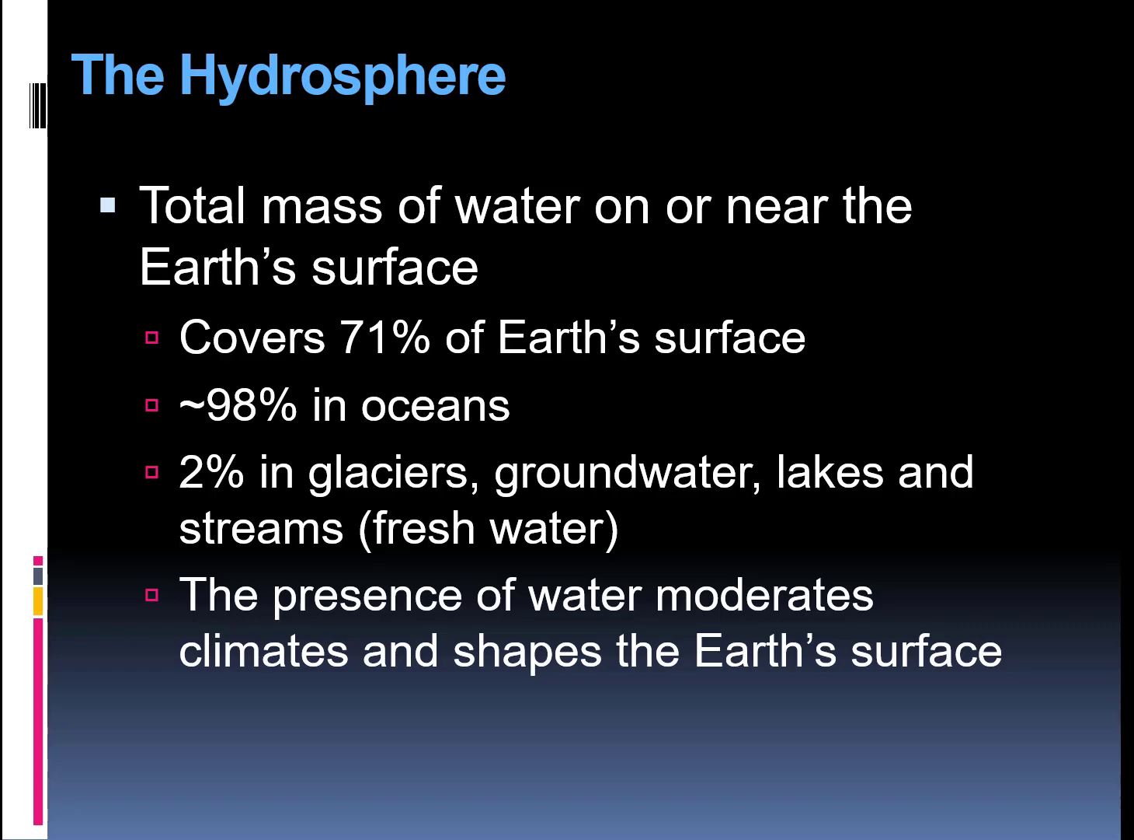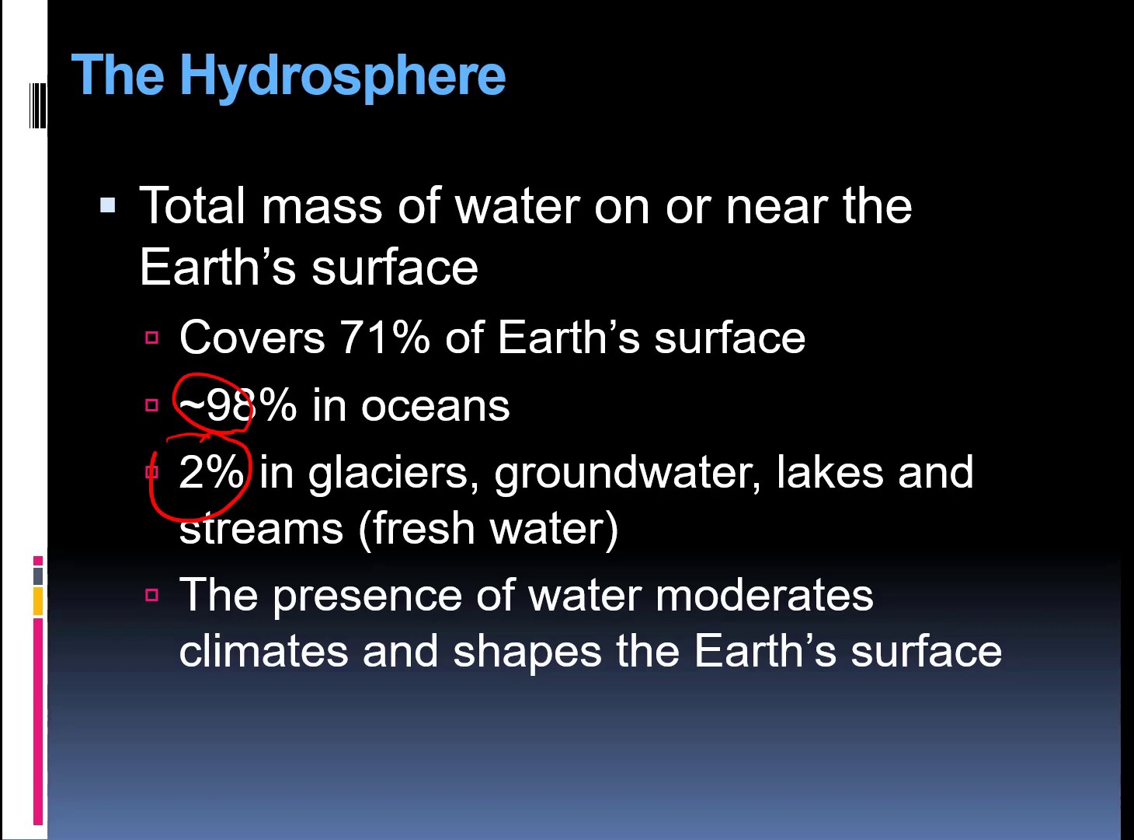Now the bad news is that most of this water is in the ocean. So it's about 97, close to 98%, which is in the oceans. And around 2% is in the glaciers and the groundwater, lakes and streams. That's our fresh water. And so therefore you can see that the 98% which is in the ocean is not so good because it's all salt water.